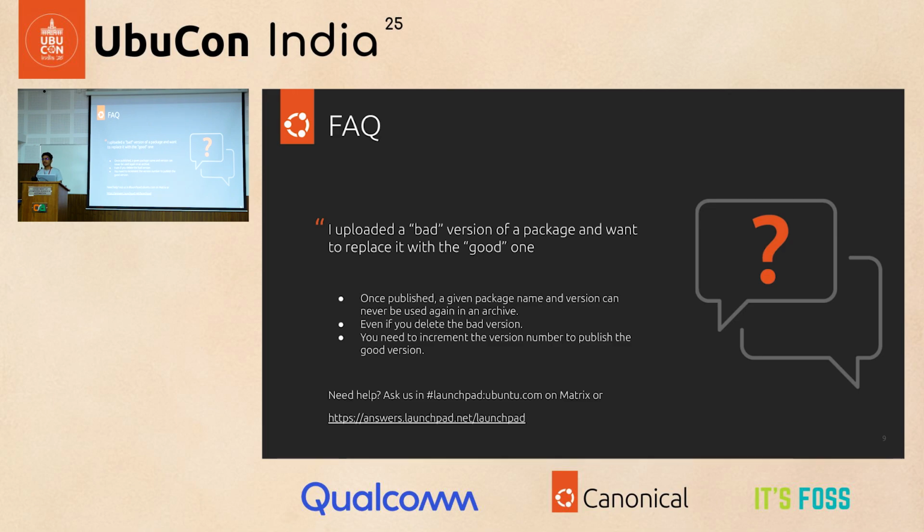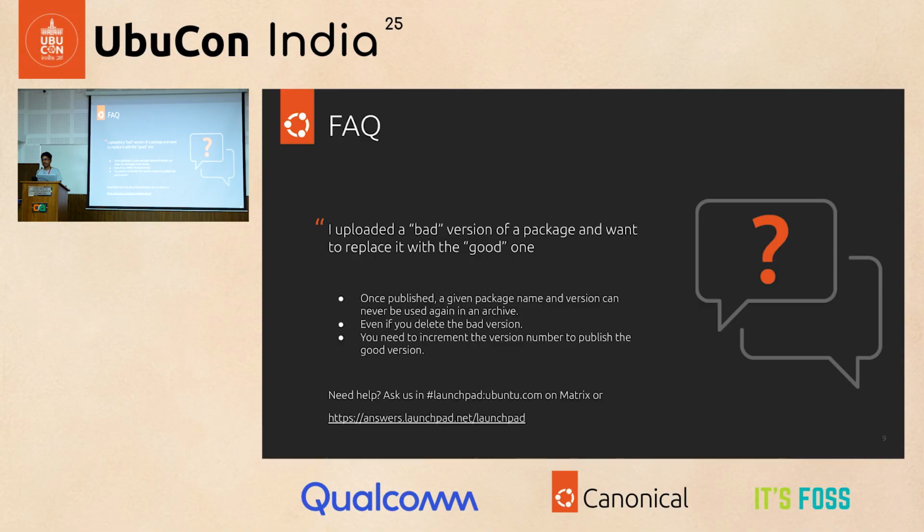But this is only in the context of a given archive. So if you have PPA1 where you did this, you can publish the same version on PPA2, which is a separate namespace. The only way forward is for you to increment the version number and then publish the good version.